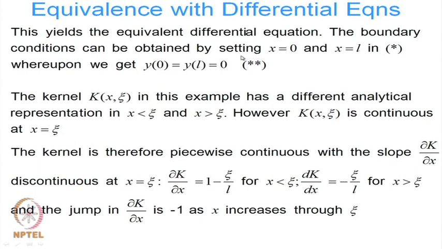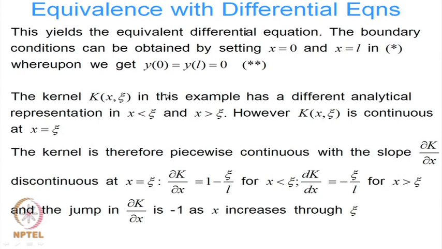The boundary conditions can be obtained by setting x equal to 0 and x equal to L in my integral equation, taking care that I choose the appropriate branch of the kernel appropriate to x equal to 0 or x equal to L, and once I do that I recover the boundary conditions.